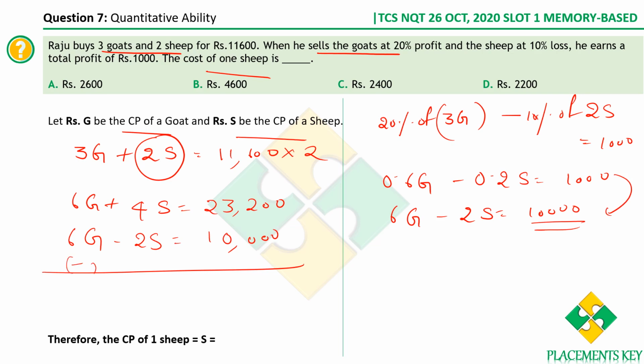Now let's simplify this. Let's subtract. G gets cancelled, we get 6S is equal to 23,200 minus 10,000, which is 13,200. Therefore S is equal to, let's divide: 6 2s are 12, 6 2s are 12, 0 0. So what is the cost price of one sheep? One sheep is 2,200 rupees, which is option D. It's just equations, okay? Solving the equations, we get the answer.